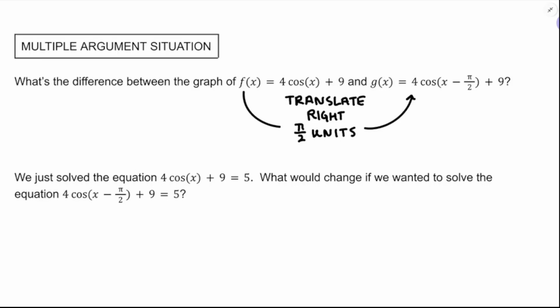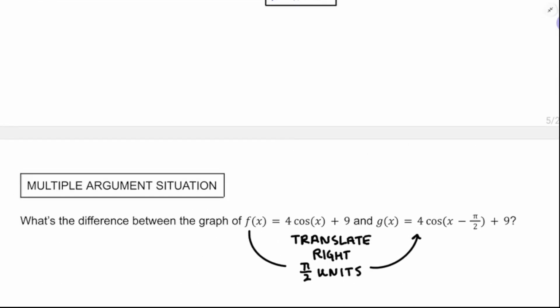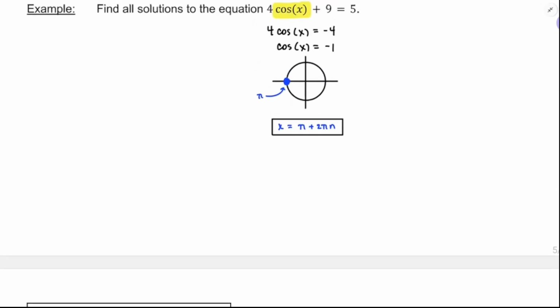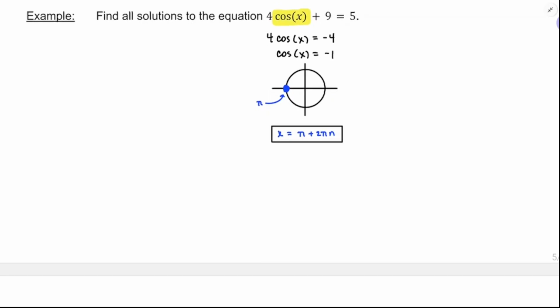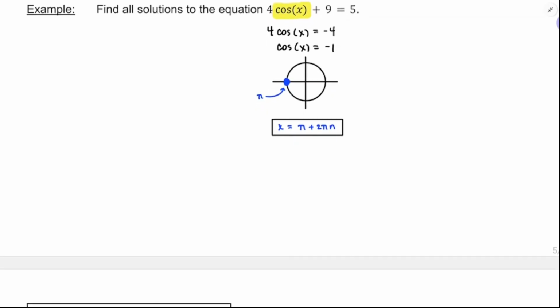And it's talking about how we just solved the equation 4 cosine x plus 9 equals 5. In class, when we got to this example, and I solved that one in the last video, just to remind you what happened, we isolated the cosine, saw cosine x was negative 1, and found the general solution, pi plus 2 pi n.